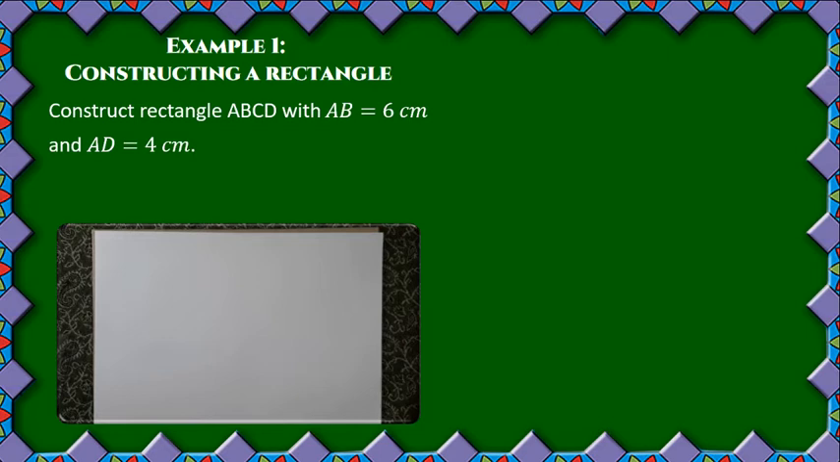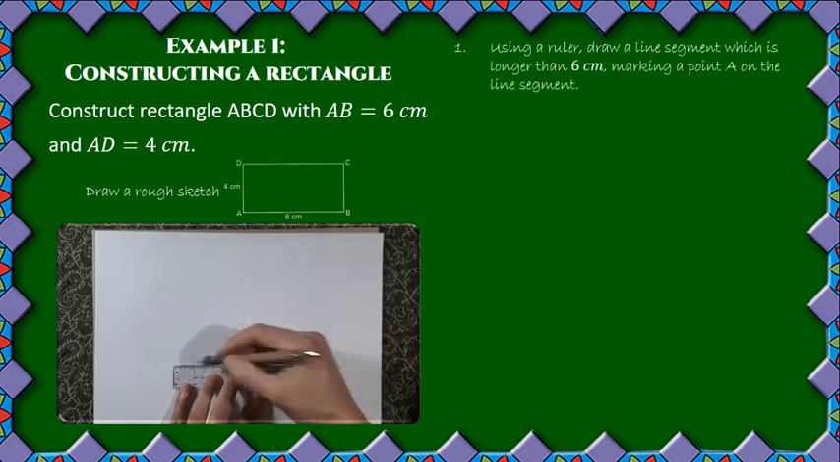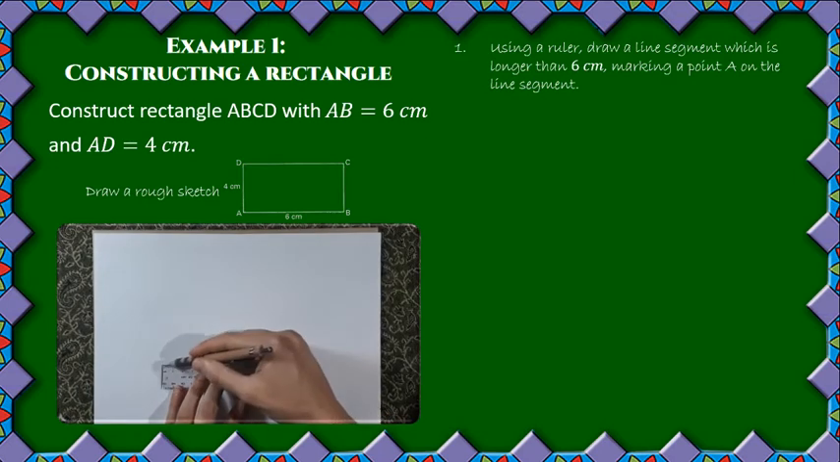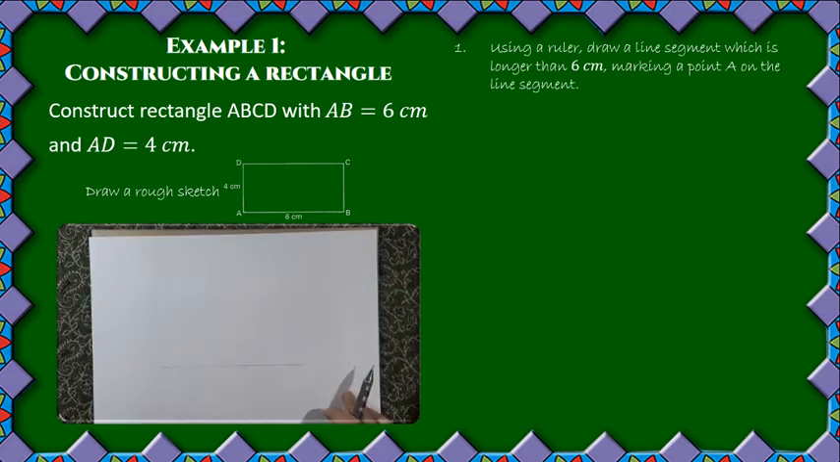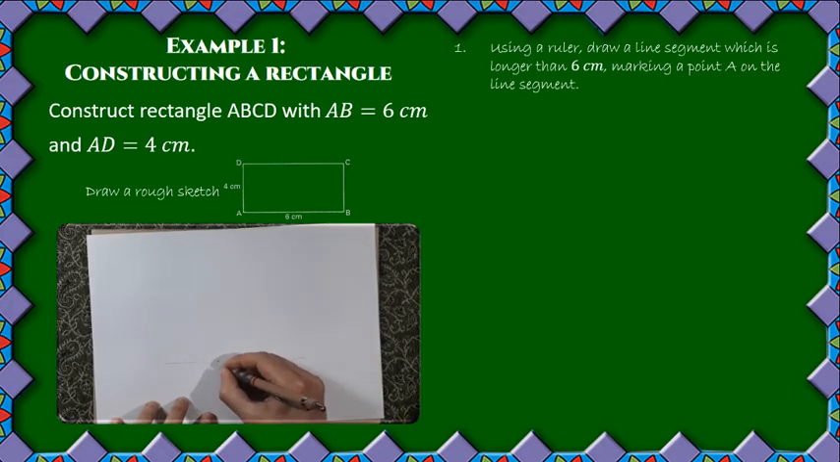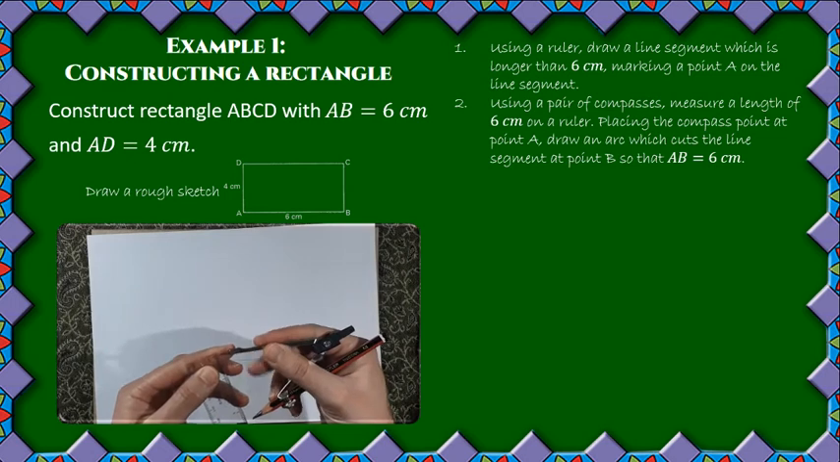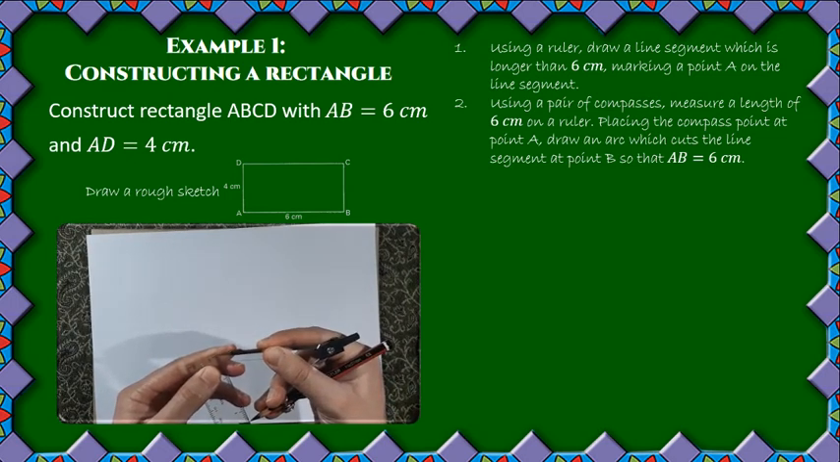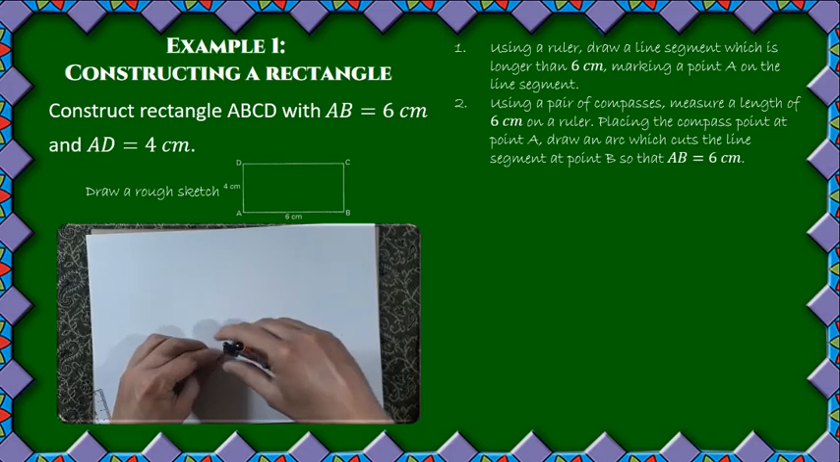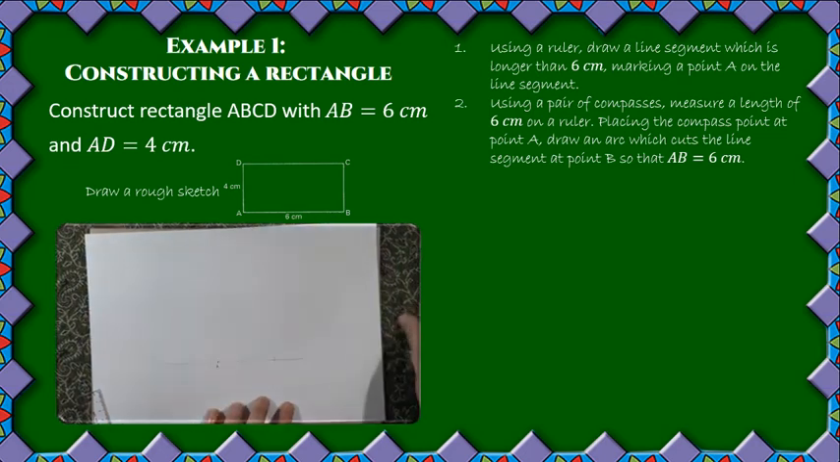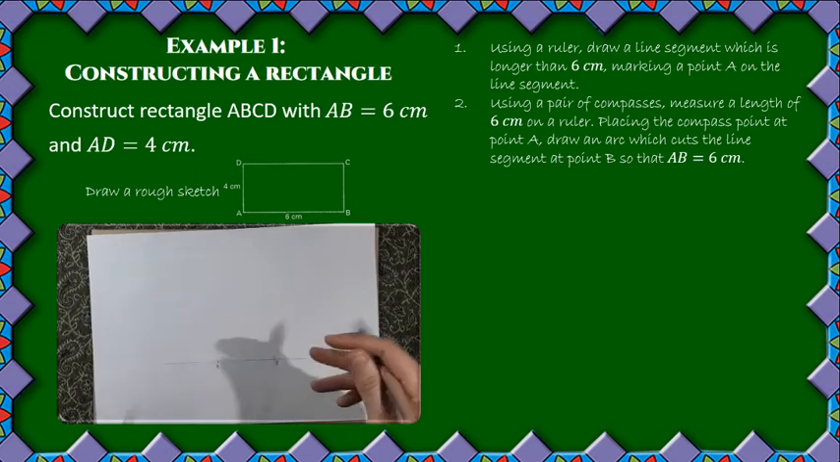Now the very first thing we know we have to do is to draw a rough sketch so that we have a basic idea of which sides are how long and so forth. First off, using a ruler, draw a line segment which is longer than 6 centimeters, and then we mark point A on the line segment. Then using a pair of compasses, measure a length of 6 centimeters on a ruler, and placing the compass point at point A, draw an arc which cuts the line segment at point B so that AB is 6 centimeters.